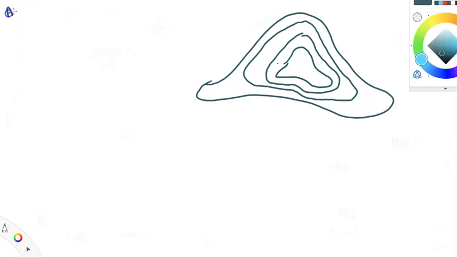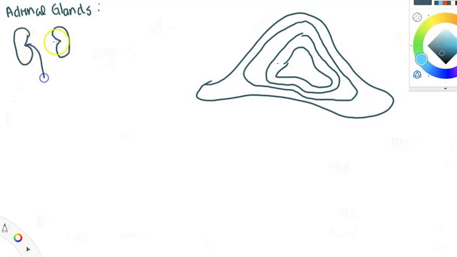Okay, so now we're talking about the adrenal glands. All right, so the adrenal glands are these little glands that are located on top of your kidneys. So if your kidneys are these little bean-shaped things there, your adrenals sit on top. And they look like this over here.